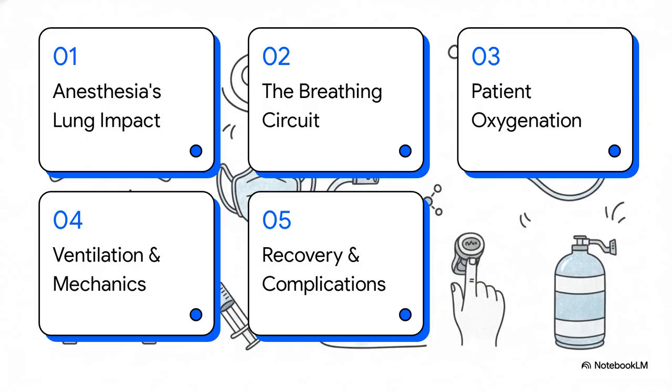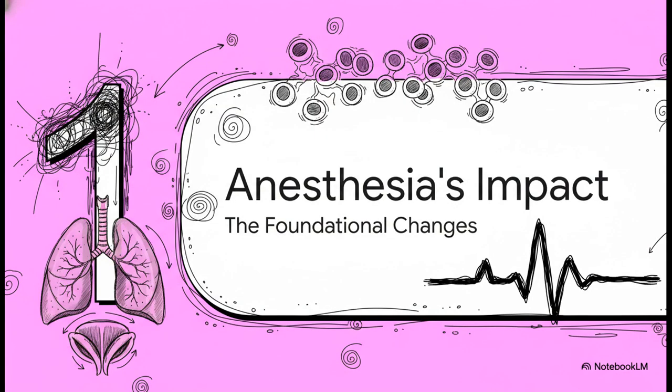Right, let's get into our roadmap for today. We'll start at the very beginning with how anesthesia itself immediately impacts the lungs. From there, we'll move on to our lifeline, the breathing circuit. Then we'll take a deep dive into assessing oxygenation and evaluating ventilation. And to finish, we'll focus on that final crucial phase, navigating recovery and being ready for any complications that might arise. Okay, part 1, the foundational changes.